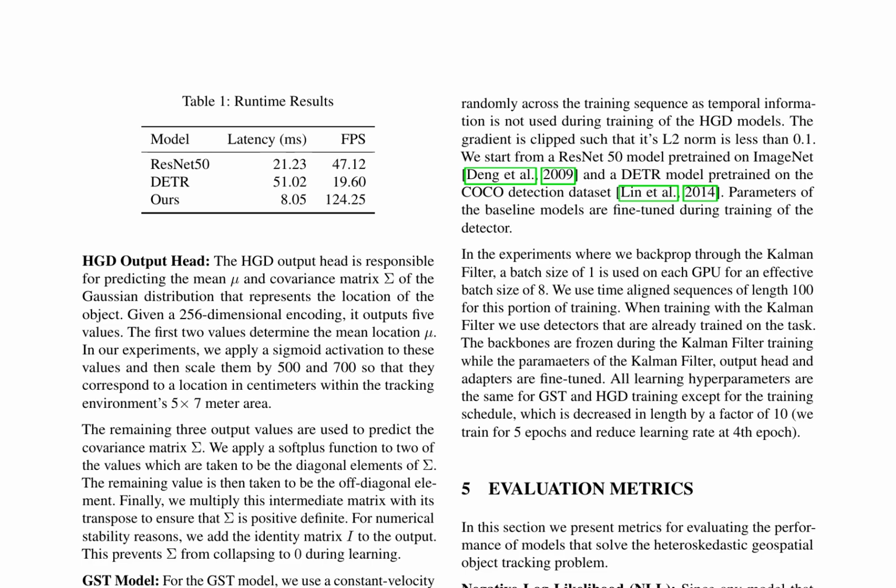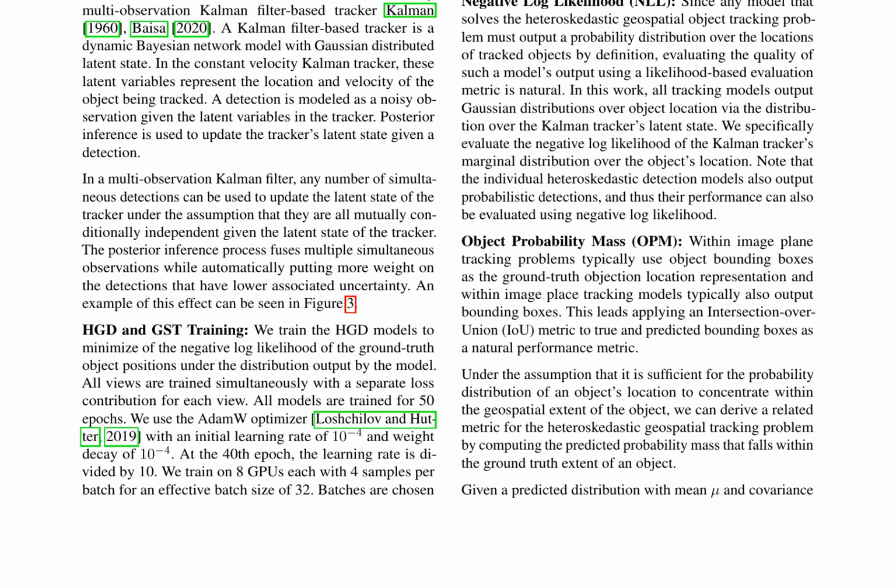The authors also utilize a constant velocity multi-observation Kalman filter-based tracker (GST) to fuse detections from multiple views. The GST model is a dynamic Bayesian network with Gaussian distributed latent state, representing the location and velocity of the object being tracked. The authors evaluate the performance of their HGD model using various metrics, including negative log likelihood (NLL), object probability mass (OPM), detection recall and precision (DET-PR), and location accuracy (LOCA).